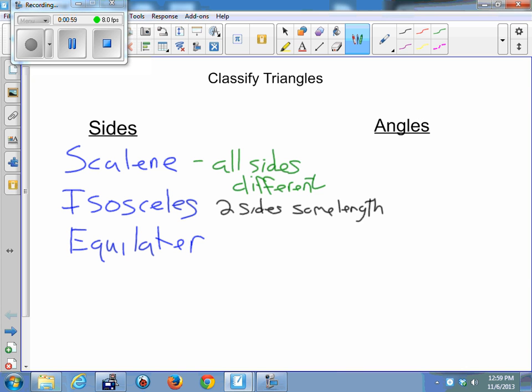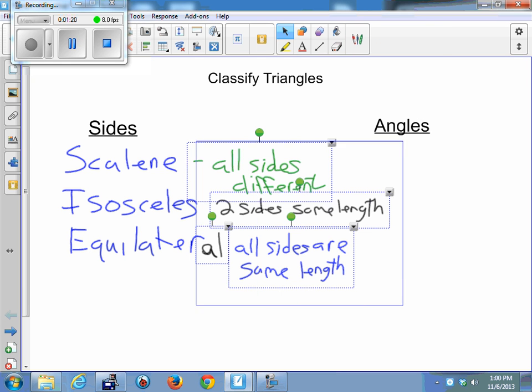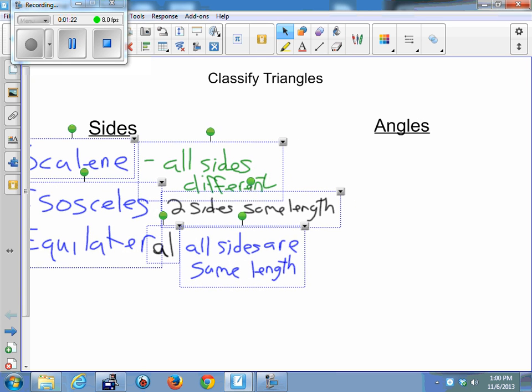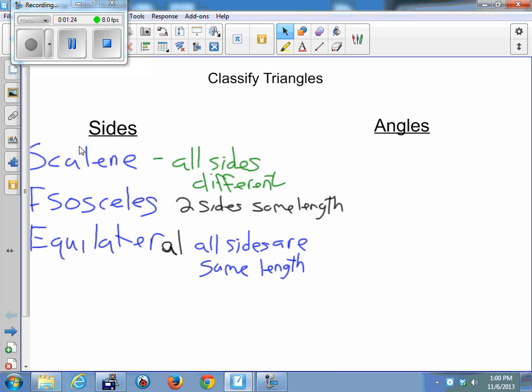And equilateral, I misspelled that. Equilateral is all sides are the same. So all sides are the same length. Alright, so those are the three ways to classify it by the sides. Let me move that over. We're going to do the angles now.